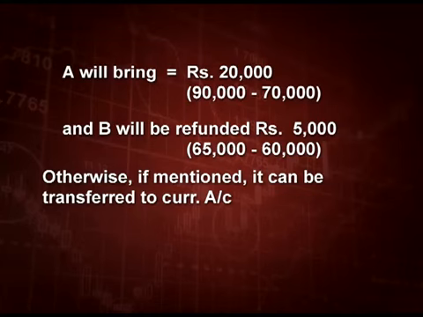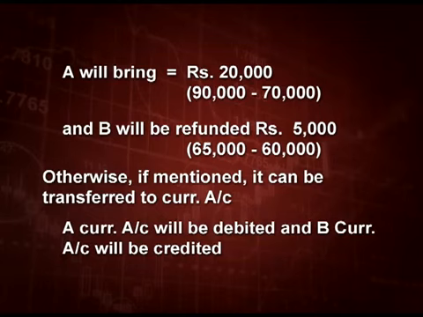Otherwise, if mentioned, it can be transferred to current account. A's current account will be debited because he has to pay to the organization, and B's current account will be credited because we have to pay back to B. So, paying back to B is a liability and taking back from A is an asset. So, current account will be debited when we have to take, and current account will be credited when the firm has to give to that partner.